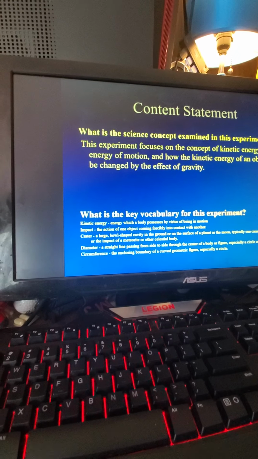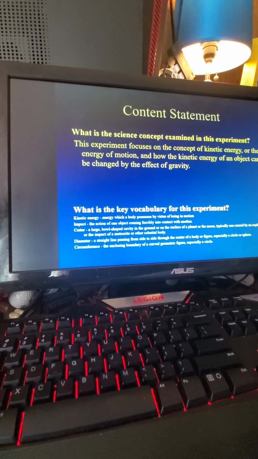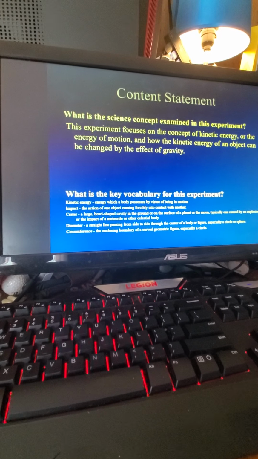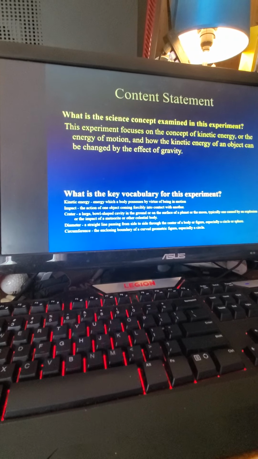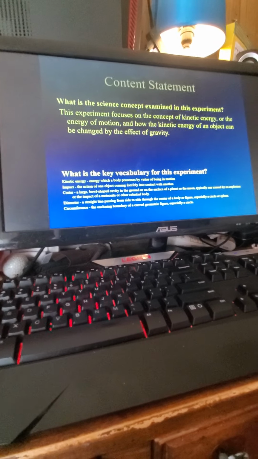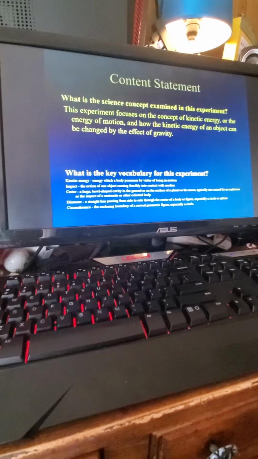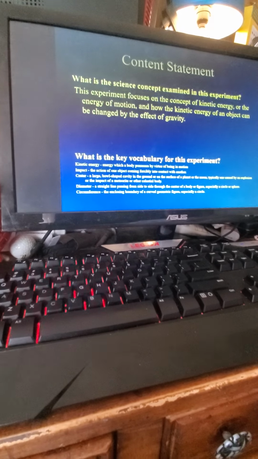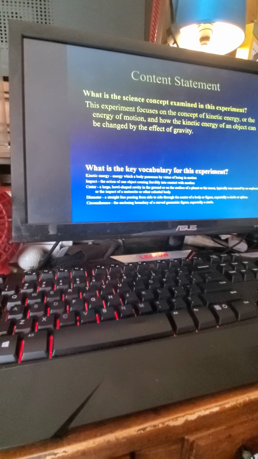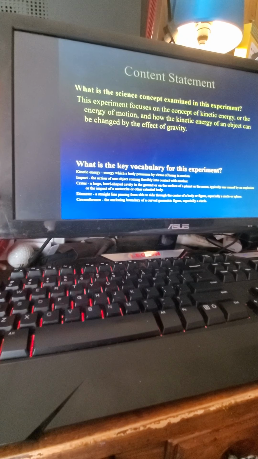The next word I'd like to look at is impact. And that's the action of one object coming forcibly into contact with another. In our experiment, we're dealing with the impact between a marble and a pan full of sand that the marble's going to come into contact with. The next vocabulary word is crater, which is a large bowl-shaped cavity in the ground or on the surface of a planet or moon, typically caused by an explosion or the impact of a meteorite or other celestial body. So we've talked about craters on the moon, and I just showed you a crater on planet Earth. We're going to be making craters ourselves, but they're just going to be a lot smaller.